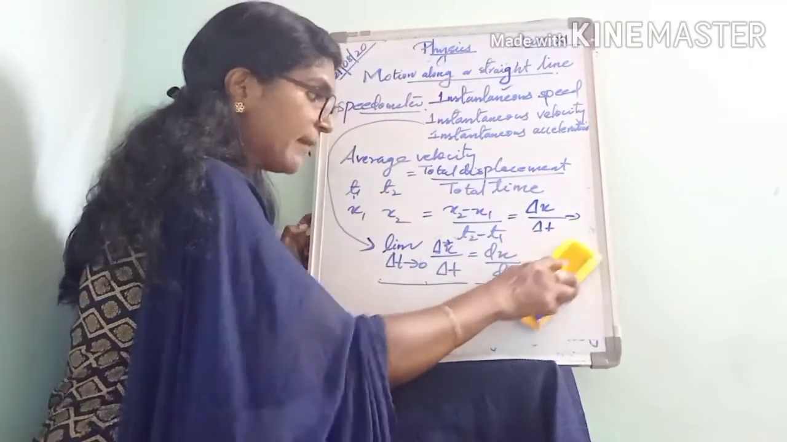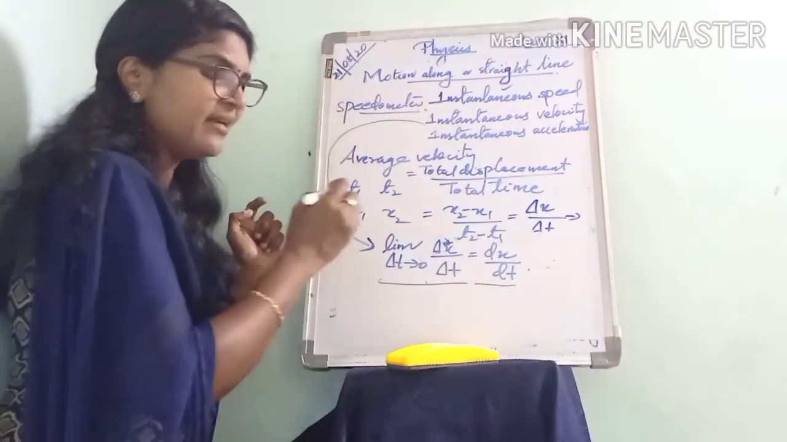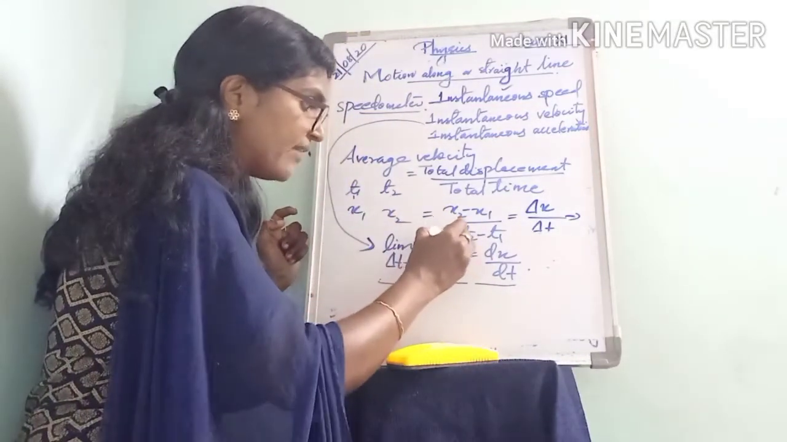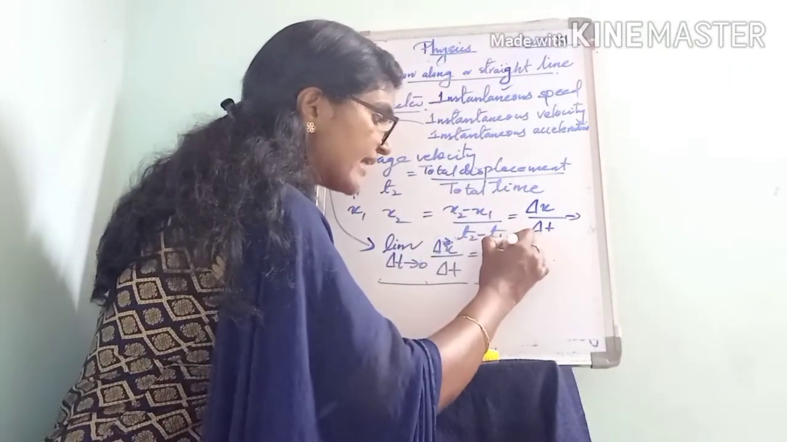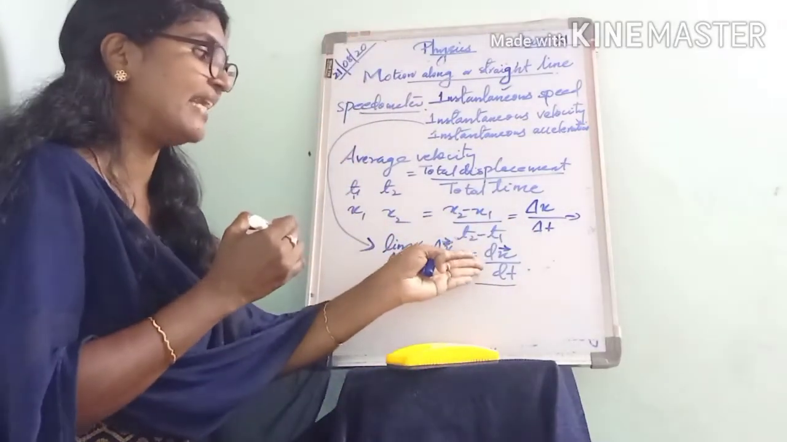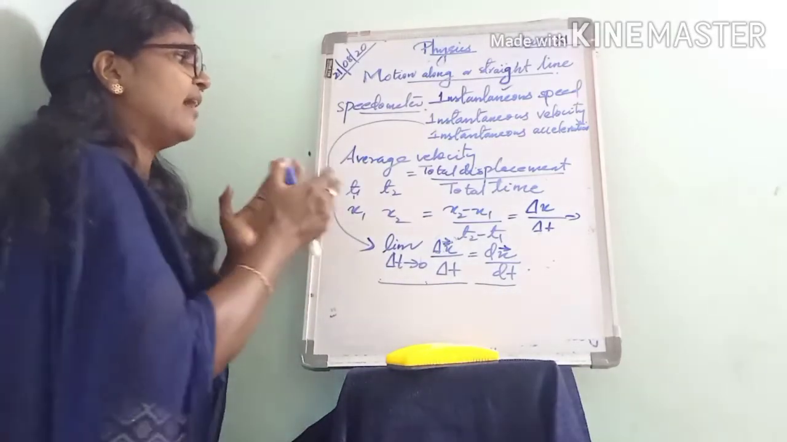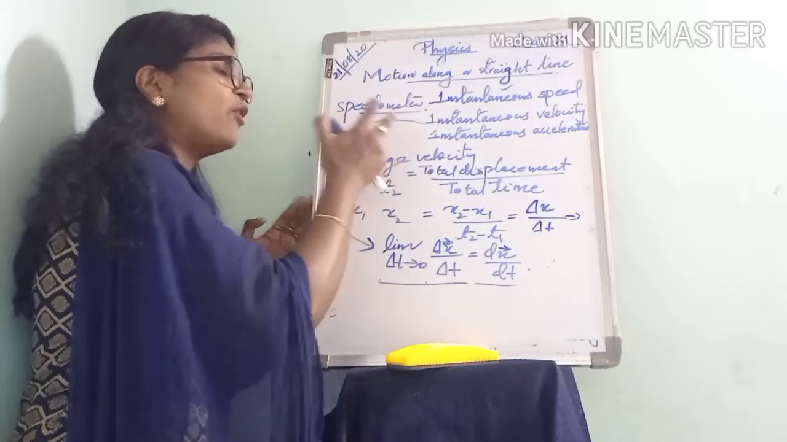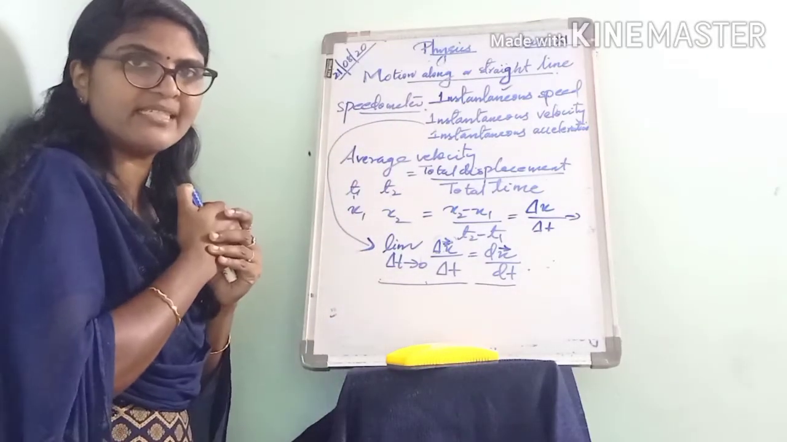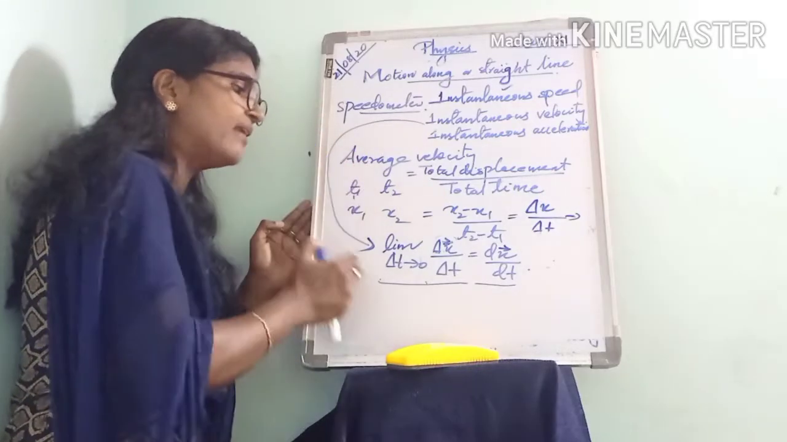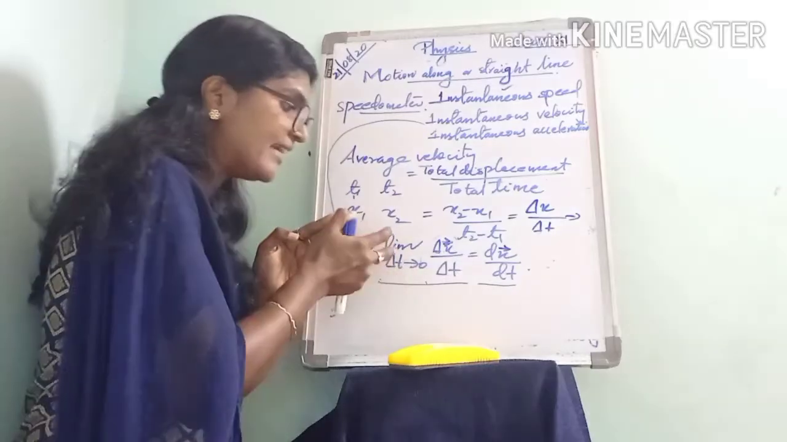Similarly, we can represent delta x, the displacement, which is a vector, so we put a straight line with an arrow. Here also we can put a straight line with an arrow, and this represents instantaneous velocity. So instantaneous velocity means the velocity of an object at a particular instant of time. From the average velocity we can arrive at the instantaneous velocity. For that we have to apply a certain limit.